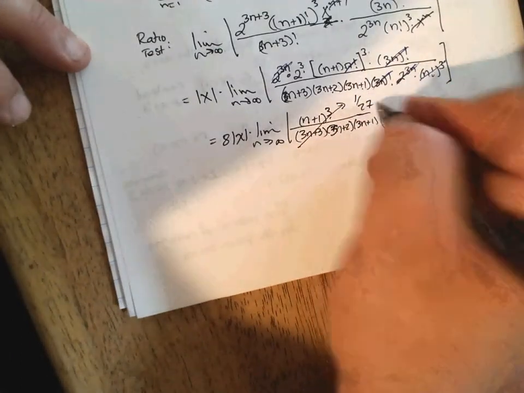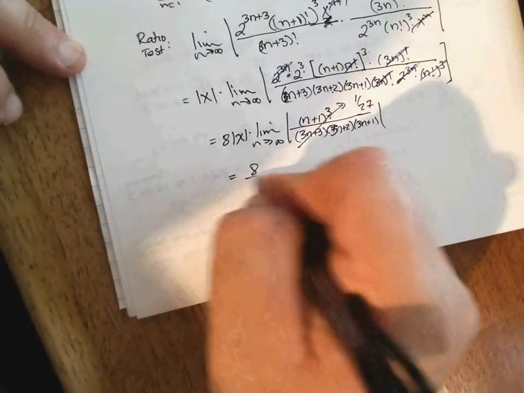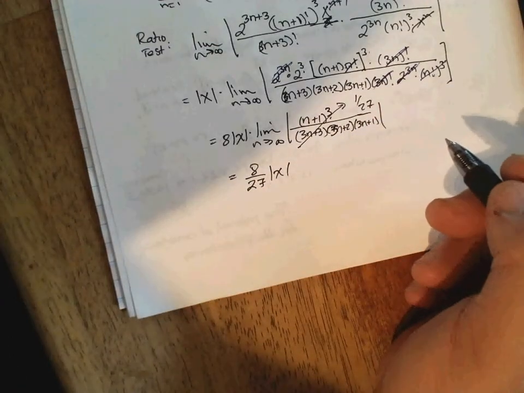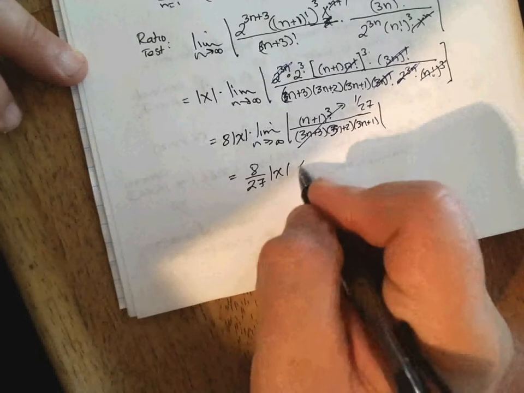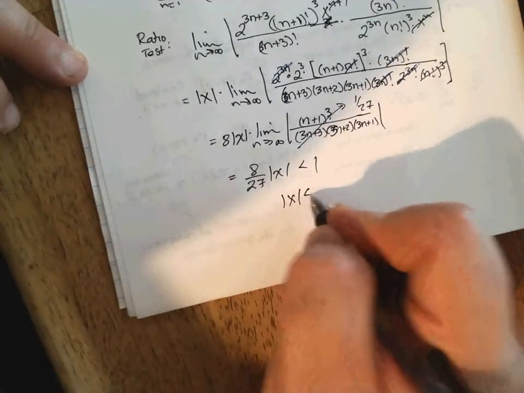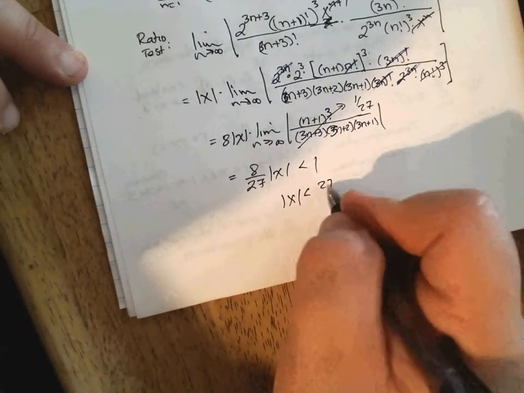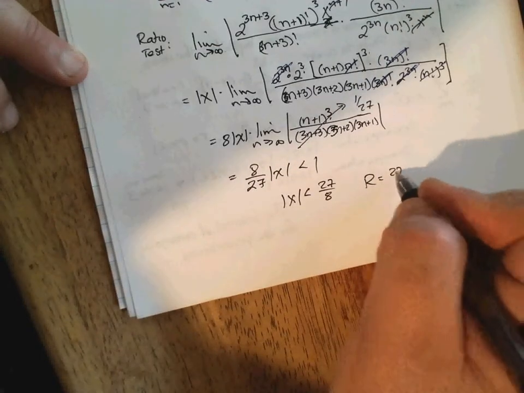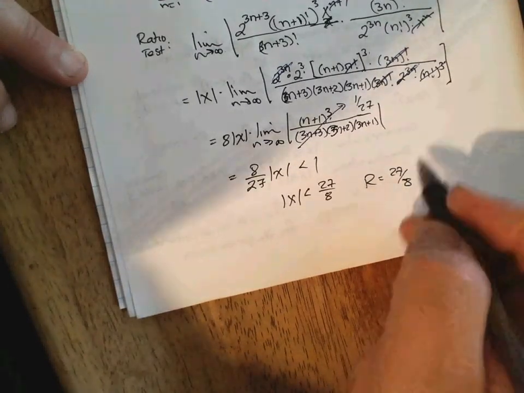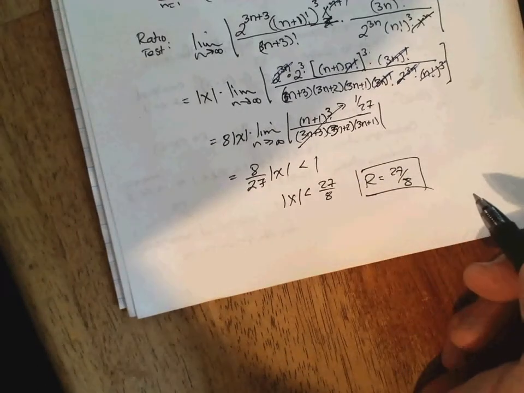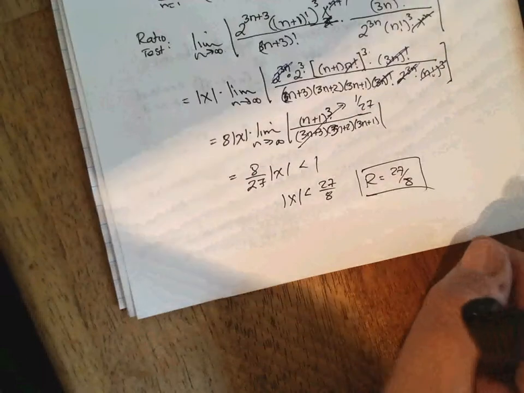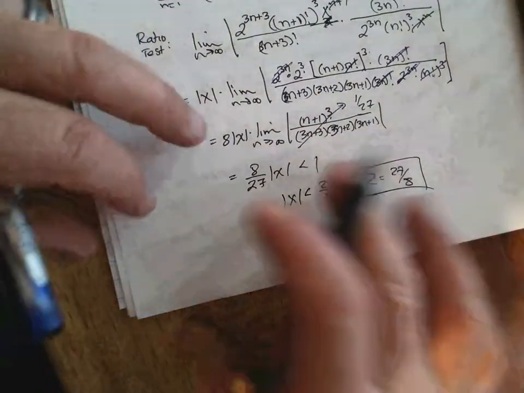So what does this look like? Well, the highest power on the top is n cubed, and the bottom is 27n cubed. So this part here goes to 1 over 27. And so your limit is 8 over 27 absolute value of x. We need that to be less than 1, which means the absolute value of x is less than 27 over 8, and that means your R is 27 over 8. We found the radius of convergence for this.